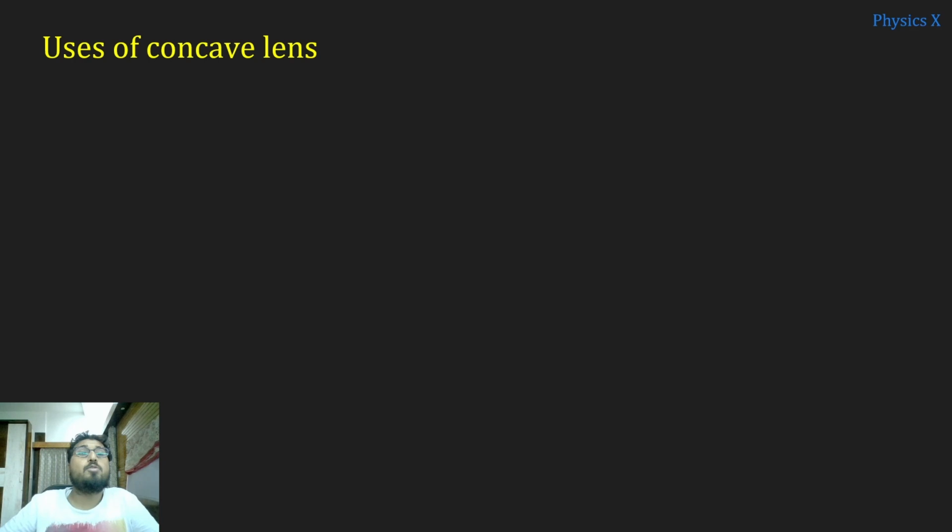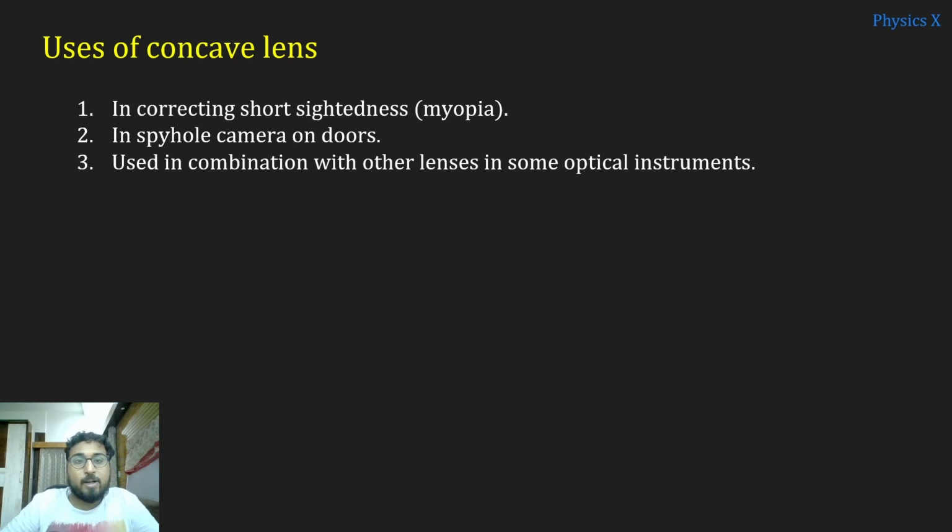Now there are certain uses of concave lens, right? First of all, a concave lens is used for correcting short-sightedness, which we call myopia. So in myopia, what happens? The person can see nearby objects clearly, but they can't see faraway objects.